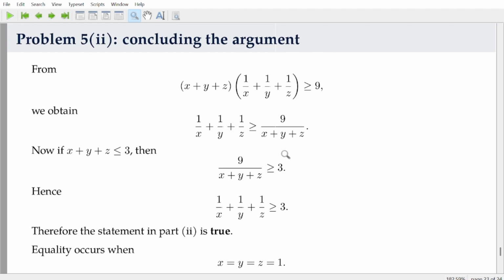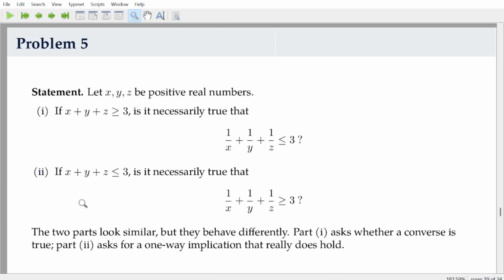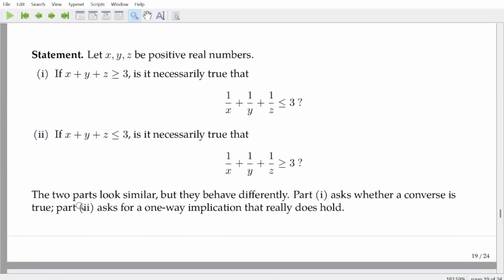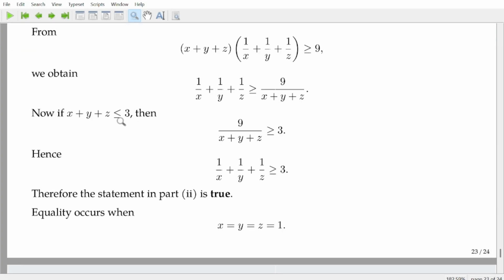So at this point, since we have this inequality, we can rearrange it by dividing everything through by x plus y plus z to get that 1 over x plus 1 over y plus 1 over z is greater than or equal to 9 divided by x plus y plus z. And in the question, we are told that x plus y plus z is less than or equal to 3. So because we know that, if you multiply both sides by 3, you get that 3 times x plus y plus z is less than or equal to 9. And then dividing both sides by x plus y plus z gives you that 9 divided by x plus y plus z is greater than or equal to 3.